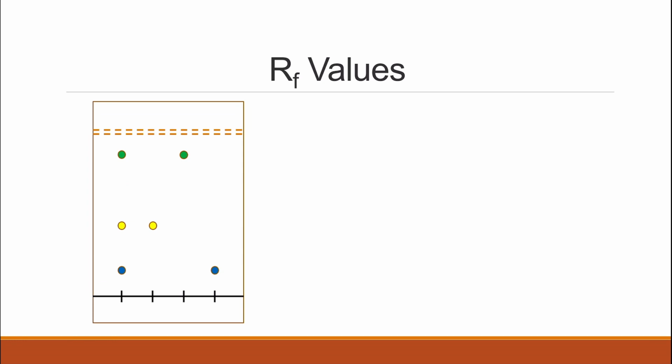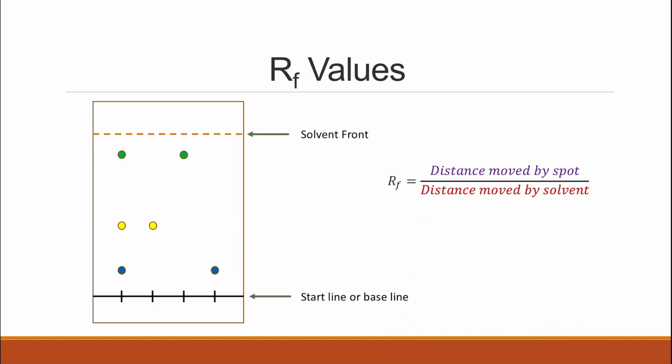Paper chromatography can be used to identify the components of a mixture of dyes. This is through the calculation of what we call the RF value. In paper chromatography, we have the start line or the baseline, and we have the solvent front. We can calculate the RF value by dividing the distance moved by the spot, which is the distance between the start line and the center of the spot, by the distance moved by the solvent, which is the distance between the starting line and the solvent front.